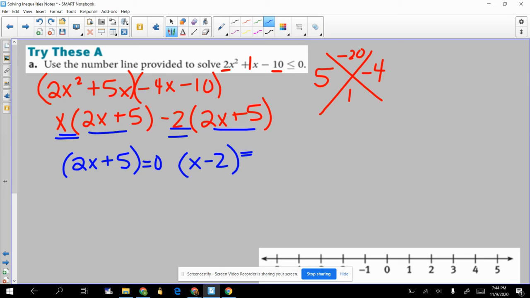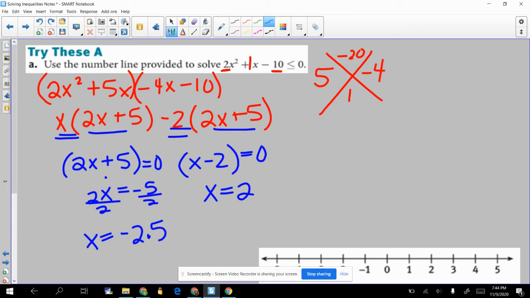Next part is you're going to set those equal to 0, and you're going to solve. So in this one, you would subtract 5 over. So 2x equals -5. And then you would divide by 2. And so we would get x equals -5/2, or -5 divided by 2 is -2.5. And then I would just add the 2 over in this other one, so x equals 2.